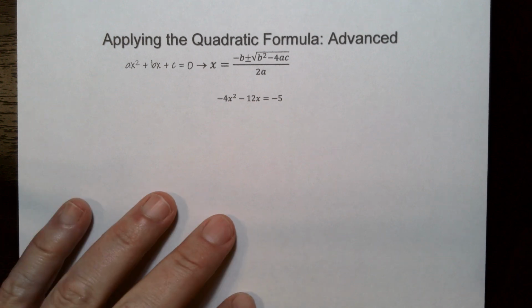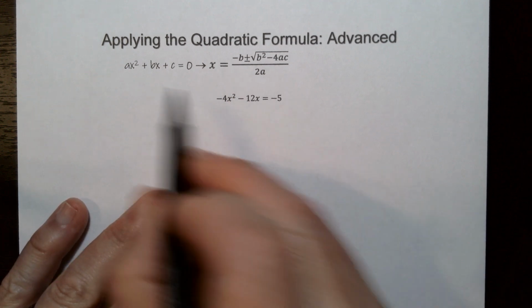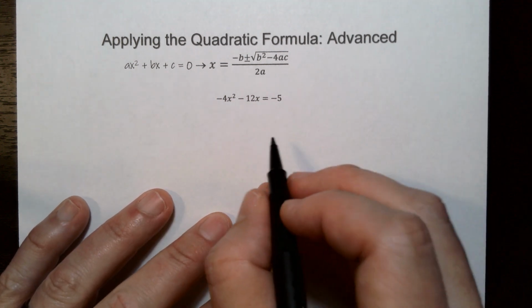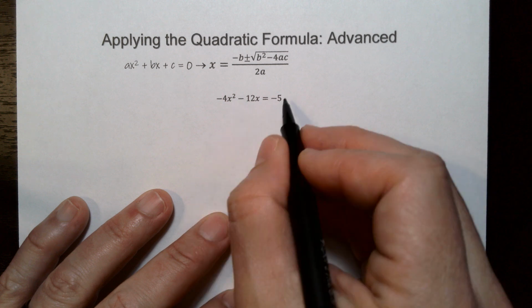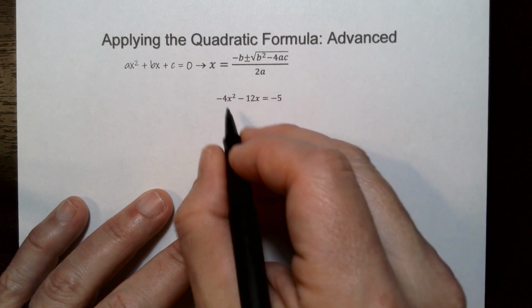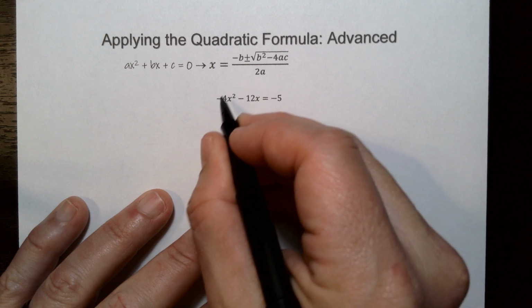Okay, so in order to use the quadratic formula, first everything has to be set equal to 0, and obviously that's not the case here. So we've got a couple of options. We can move everything over to the right or move everything over to the left. I'm going to opt to move everything over to the right so that this term can be positive.